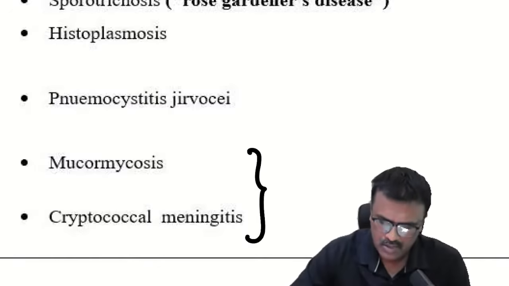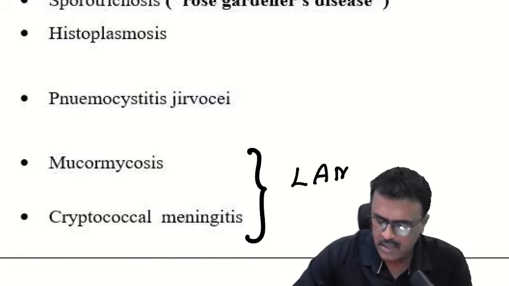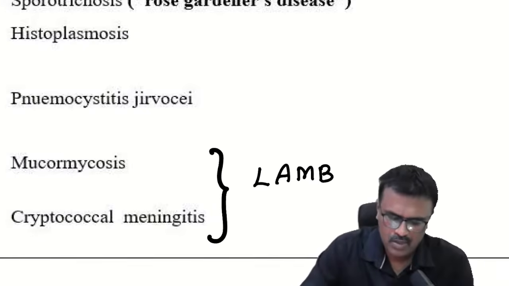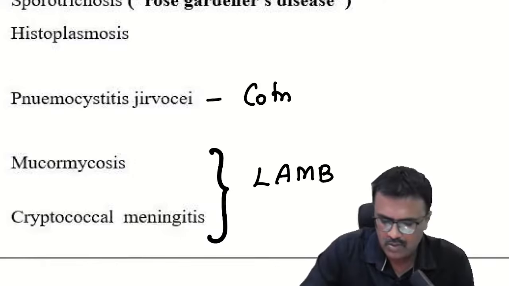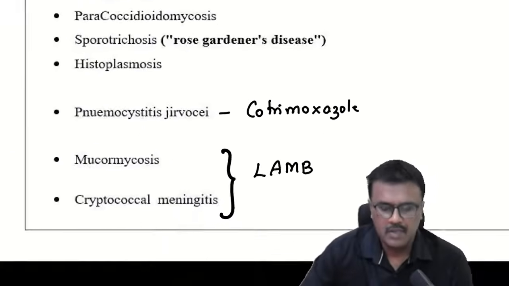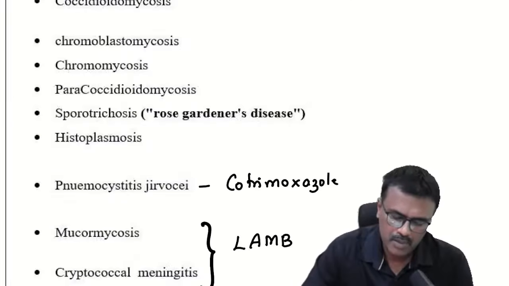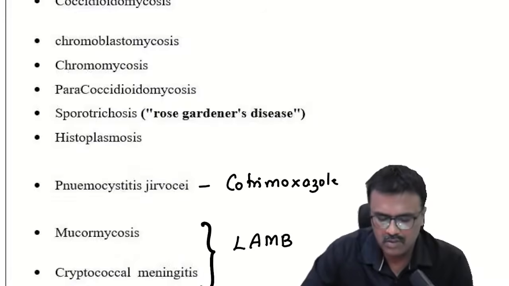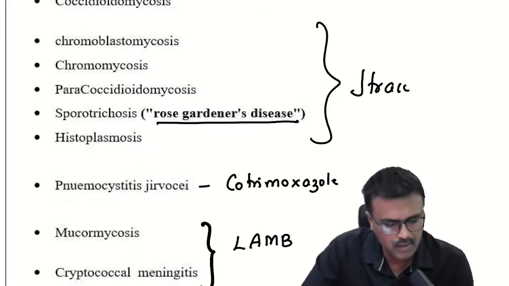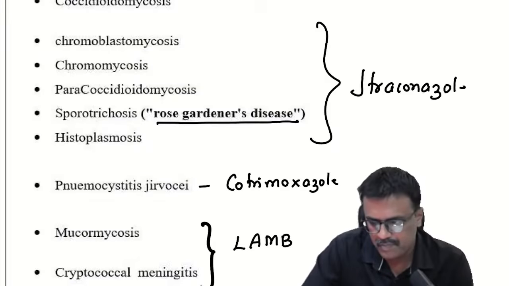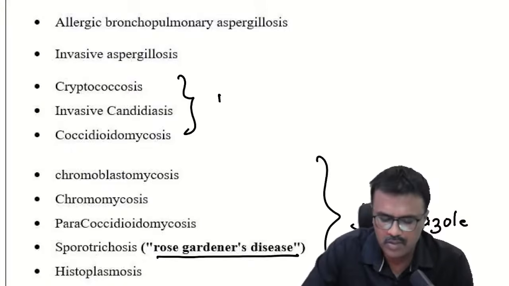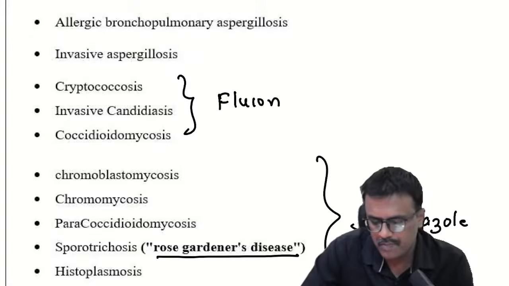So mucormycosis and cryptococcal meningitis, the drug of choice is LAM. What is LAM? Liposomal amphotericin B. Pneumocystis pneumonia, the drug of choice is cotrimoxazole. Then chromoblastomycosis, paracoccidioidomycosis, the rose gardener's disease, histoplasmosis, the drug of choice is itraconazole. Then cryptococcosis, candidiasis, coccidioidomycosis: fluconazole.